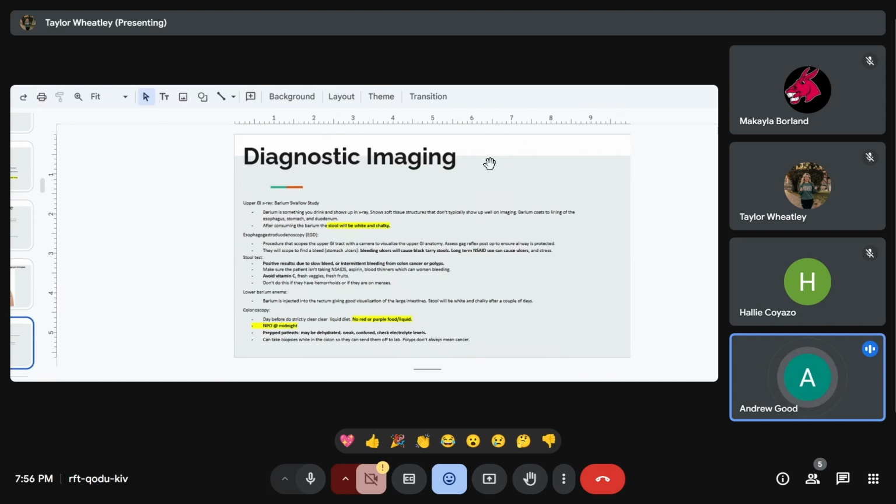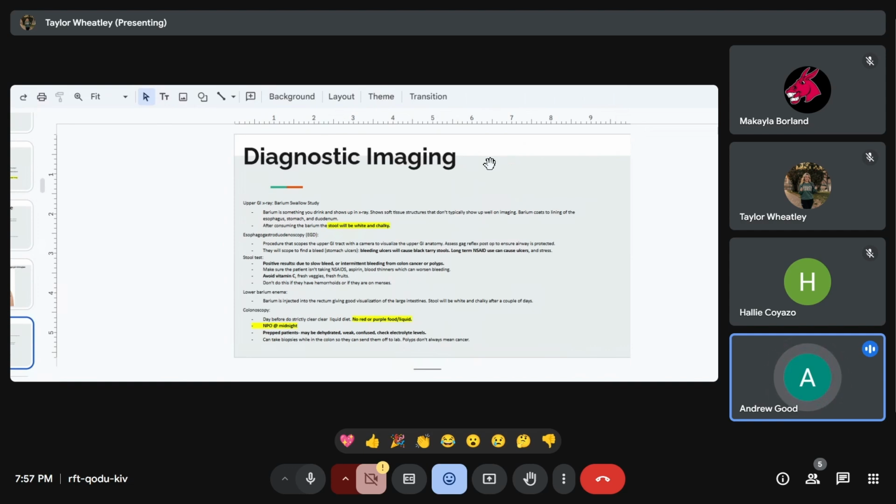EGDs help define those peptic ulcers or those stomach ulcers. If they find an ulcer and the patient is having black tarry stools, that coincides with one another. So an ulcer in the stomach is bleeding, and all that blood is being digested by the intestines, therefore causing black tarry stools.